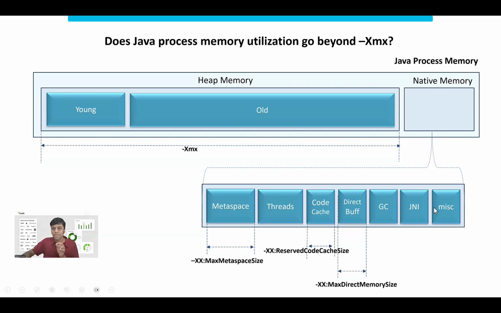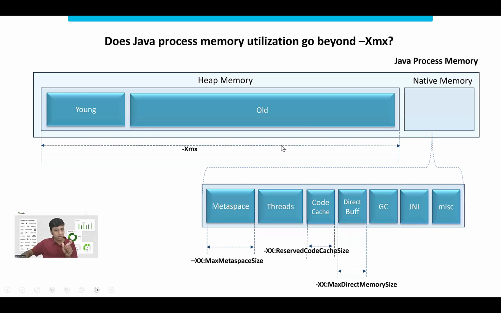So friends, going back to this question: does Java process memory utilization go beyond Xmx? The answer is yes, because when you set Xmx, you are setting only the size of your young generation and old generation. After that, there is this native memory, and it has all these small regions: metaspace, threads, code cache, direct buffer, GC, JNI, and then miscellaneous. All of them take additional memory beyond the Xmx.